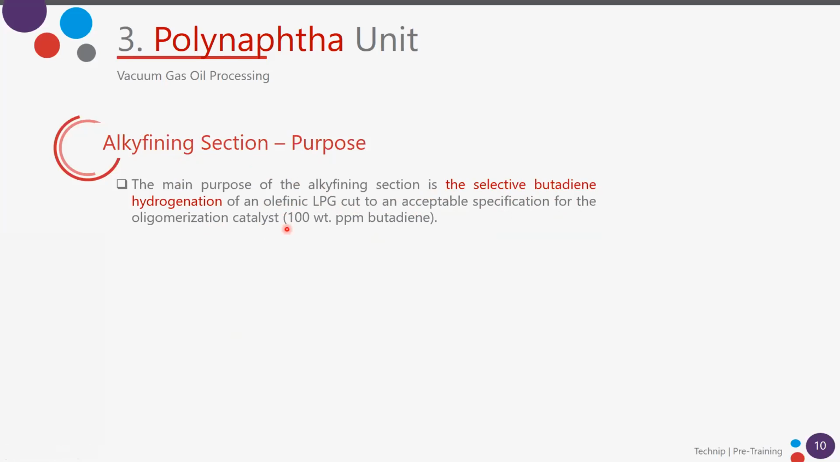That is 100 ppm of butadiene. Because this butadiene is a poison for the oligomerization catalyst, we have to reduce the content of the butadiene in our feedstock. How? We will do it with this selective butadiene hydrogenation.